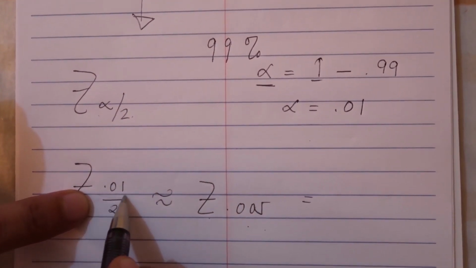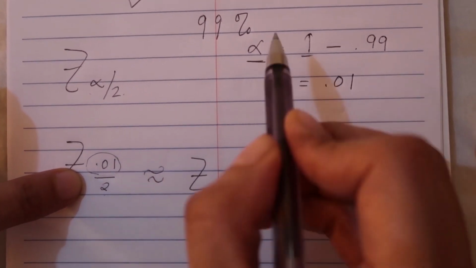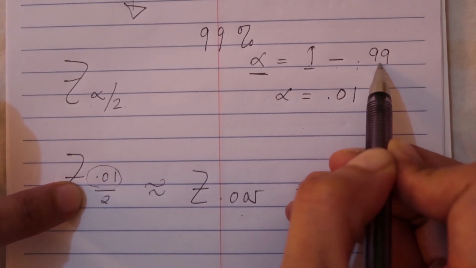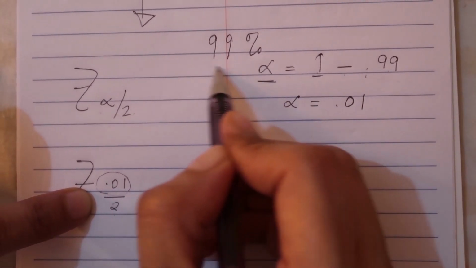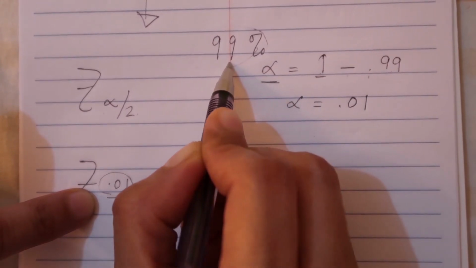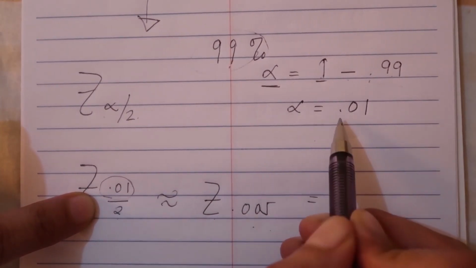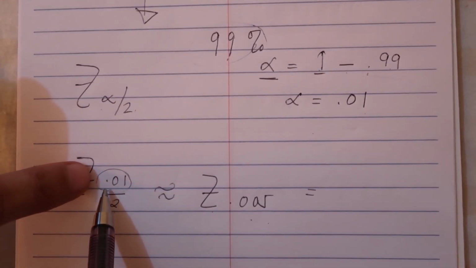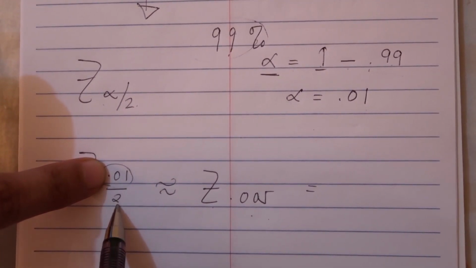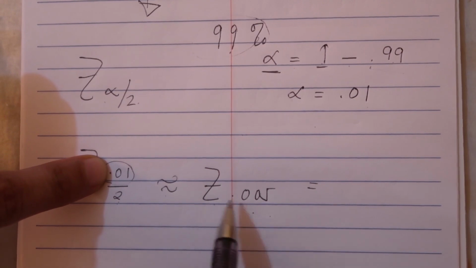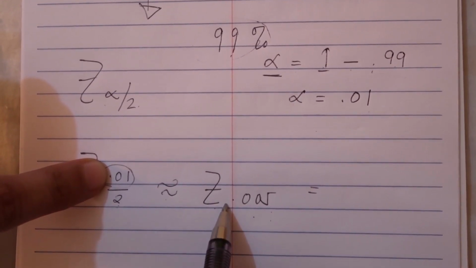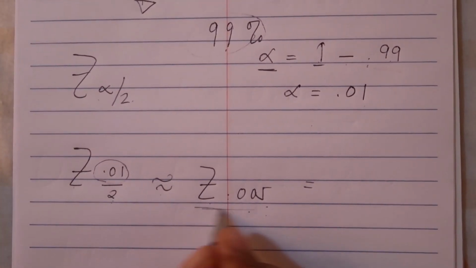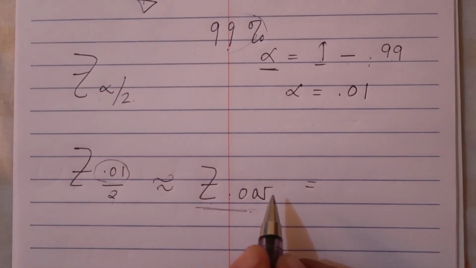So how do you get 0.01? Alpha is equal to 1 minus 0.99. Where do you get 0.99? In your 99%. Okay, so your alpha will be 0.01. So Z alpha over 2 is the same as Z 0.01 divided by 2, which is the same as Z 0.005. So what is the value of Z 0.005?